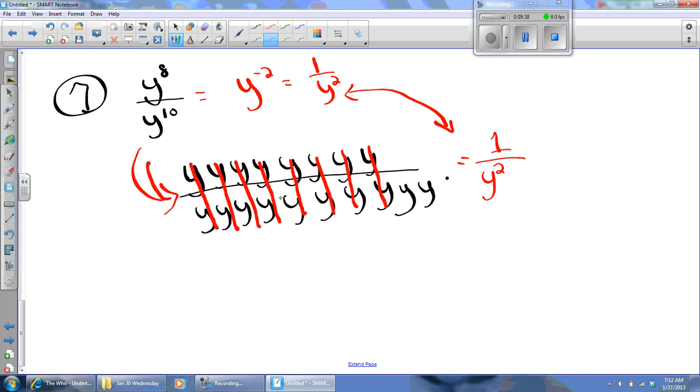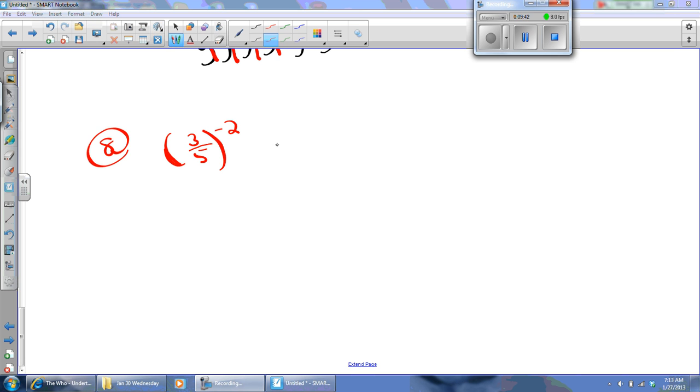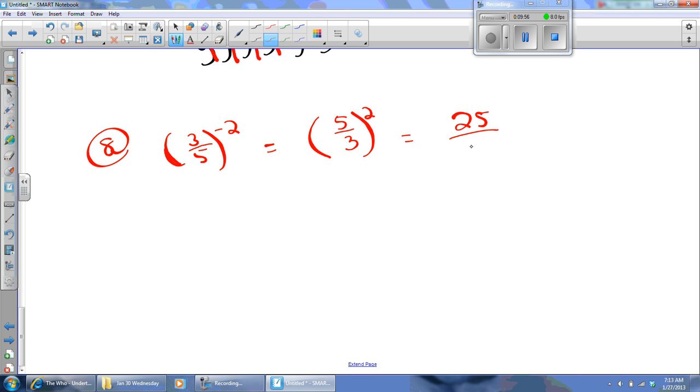All right, there was one more thing I wanted to show you. I have 3/5 to the negative second. Well, that negative exponent means use a reciprocal. That's the same problem as 5/3 to the second power. I use the reciprocal. Square 5 and I get 25. Square 3 and I get 9. And there you go. That's it. See how simple that is?